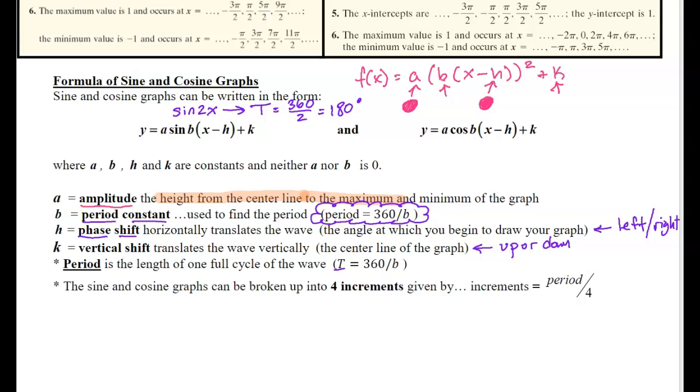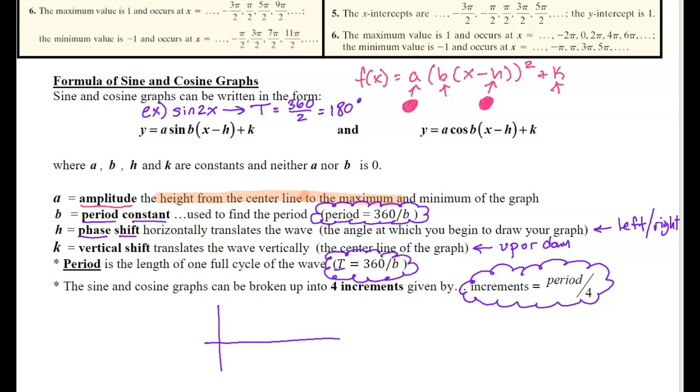And like I was saying before, the period is the length of a full cycle, and it can be found by taking 360 divided by your B value. And also, you can break each one of these graphs up into 4 increments, and you can find these increments by taking your period divided by 4.